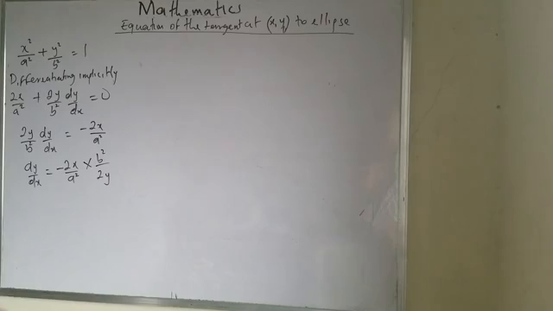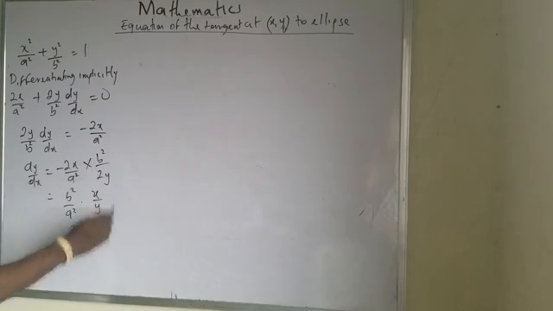This is advanced mathematics, so I have to show some of it. I've done my own normal thing there. Now, at this point I can say that it will equal minus b squared over a squared times x over y.